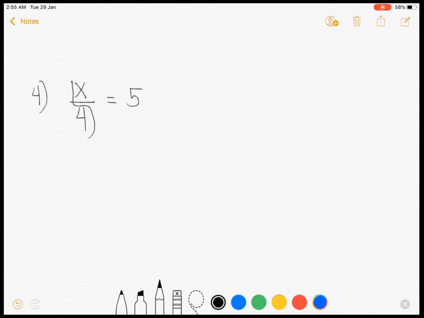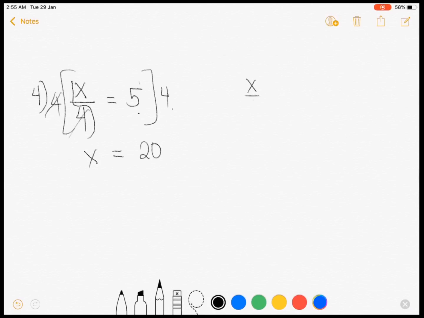Siyempre, yung 4. So, therefore, pwede natin i-multiply both sides of the equation by 4 para ma-cancel yung denominator ng x na 4. So, magiging equal pa rin sila kasi we use the multiplication property of equality. We multiply both sides by 4. So, therefore, sa left side, makakancel si 4, so x na lang siya. Then, equal siya sa 5 times 4, which is 20. So, therefore, x is equal to 20.